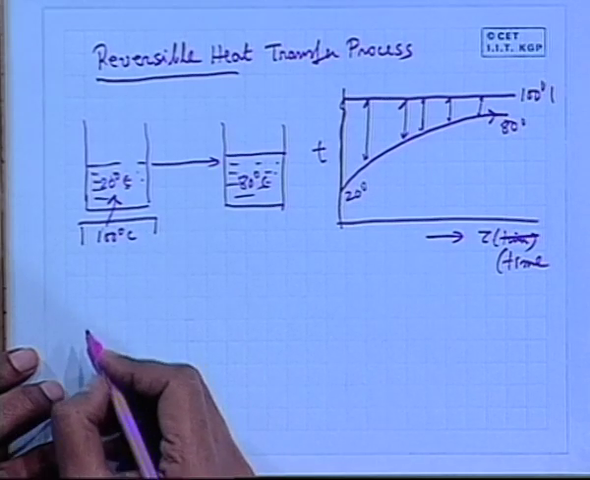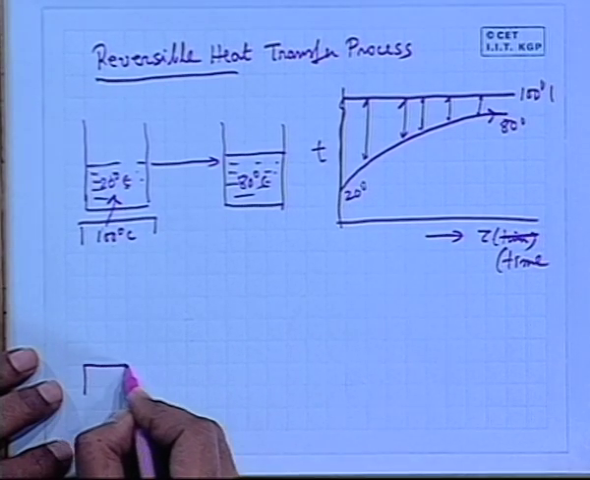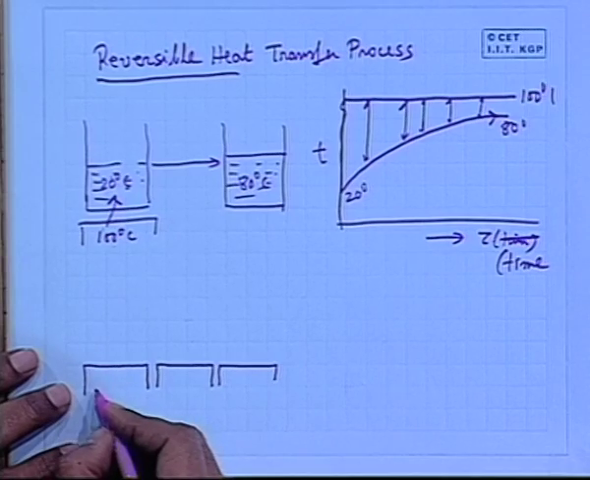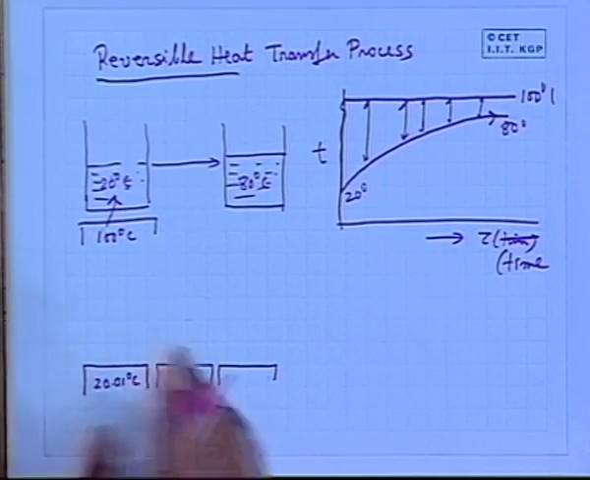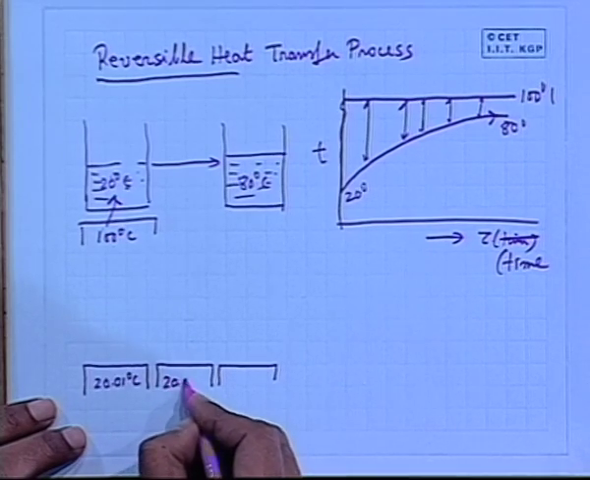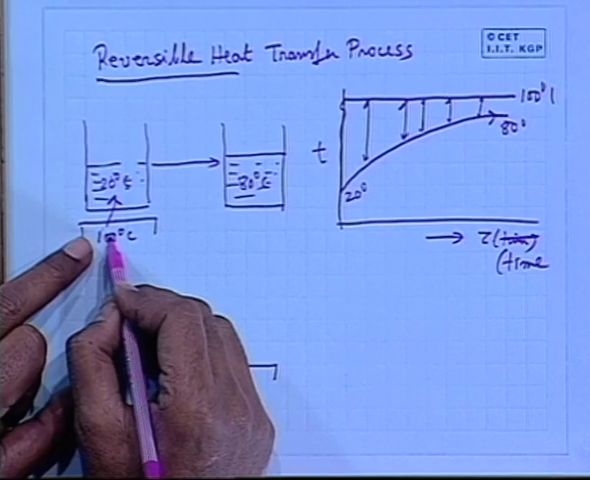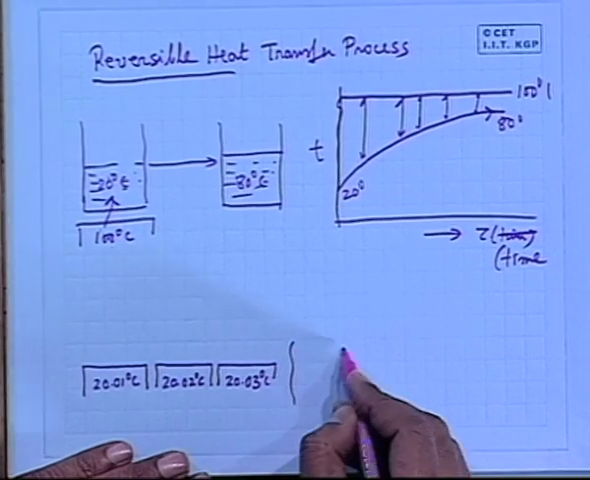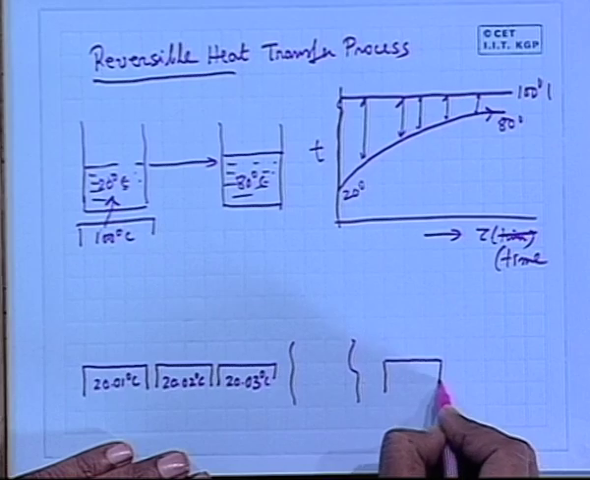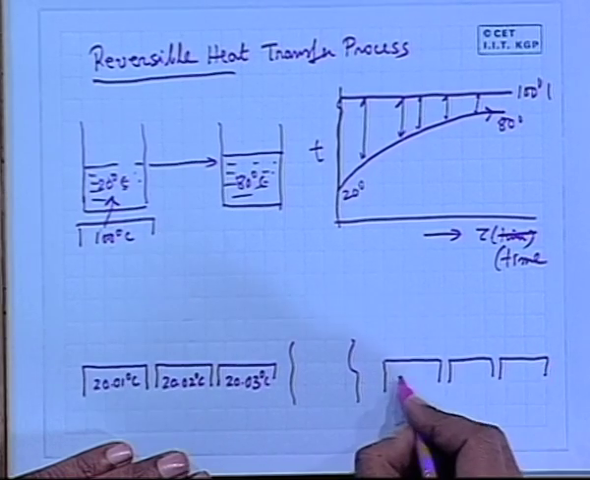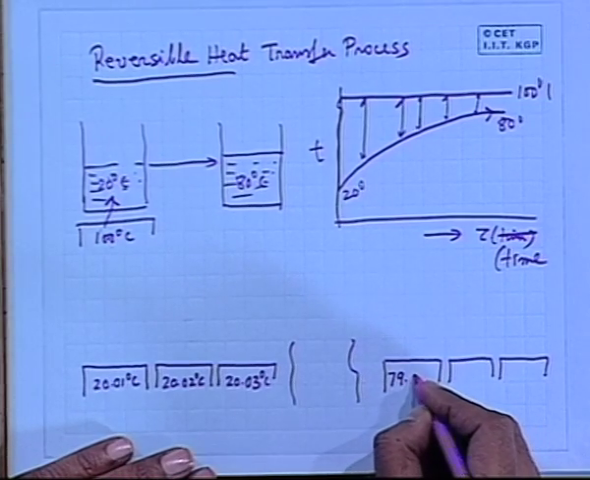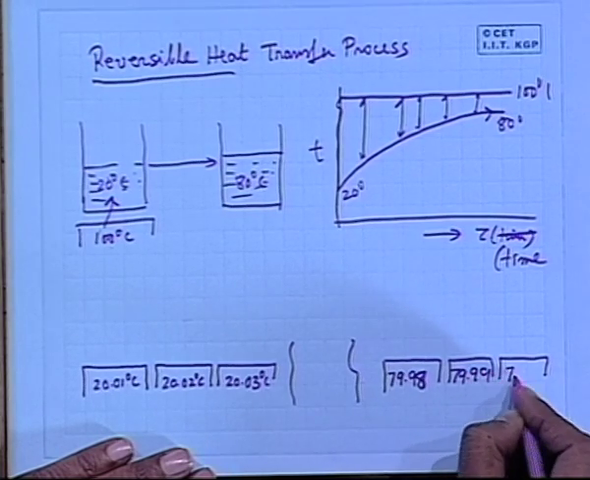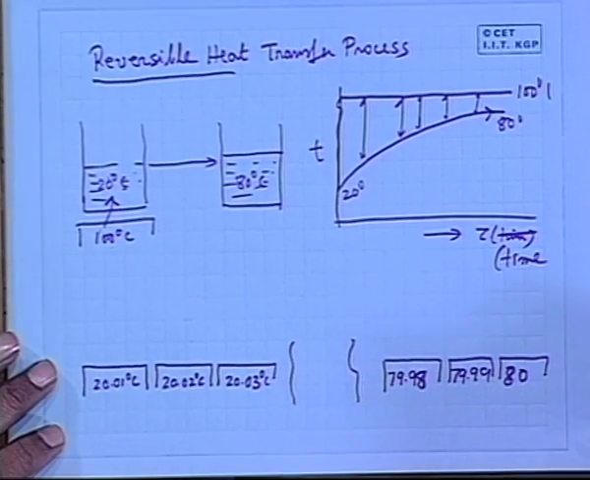The same thing can be done if I consider a number of reservoirs like that. One reservoir is 20.01 degrees Celsius. It may be still smaller resolution, I just gave an example. Instead of placing it directly to a reservoir of 100 degrees Celsius, I do like that, 20.03 degrees Celsius. And this way I go, and ultimately I have reservoirs in this way: 79.98, 79.99, and 80.